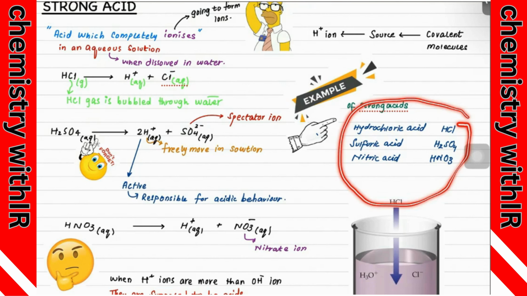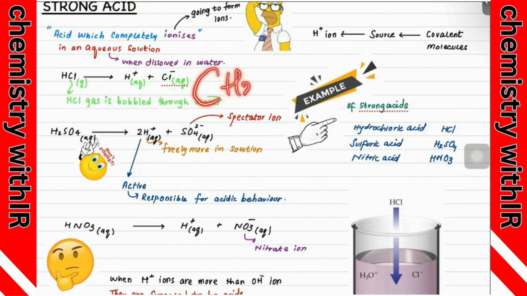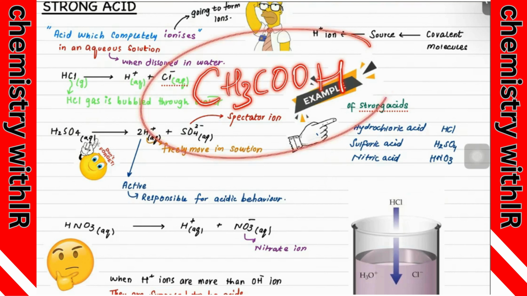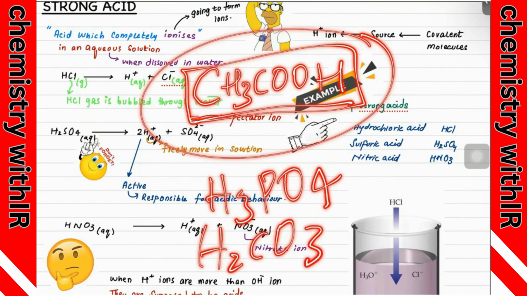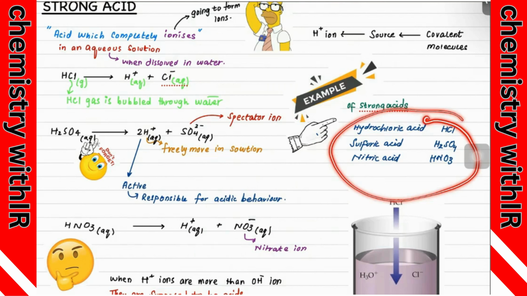It's very simple. Except these acids, like we have CH3COOH, that is called ethanoic acid. It's an organic acid, like vinegar, CH3COOH. Then we have H3PO4. Then we have H2CO3, carbonic acid. So, these acids are weak acids, except this one. So you have to keep that in your mind.